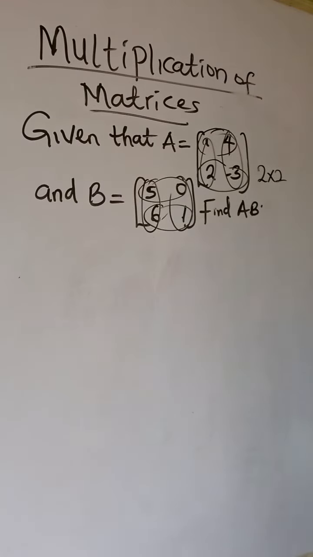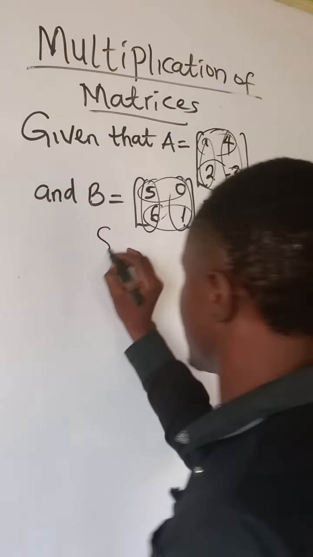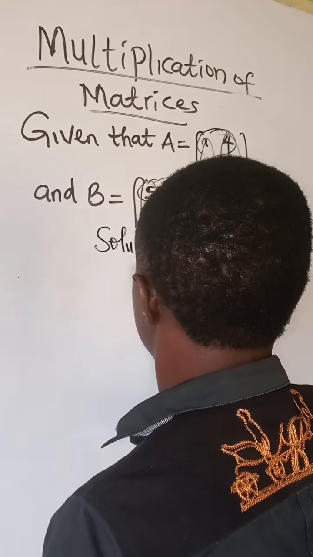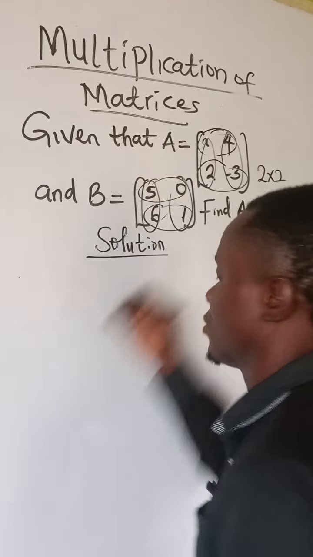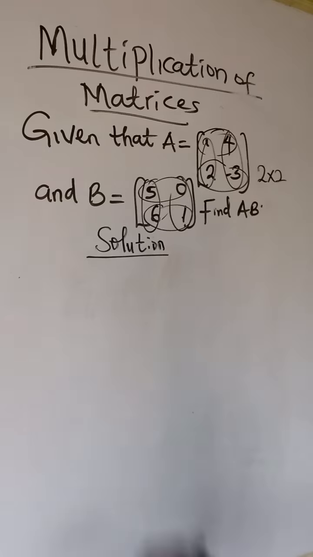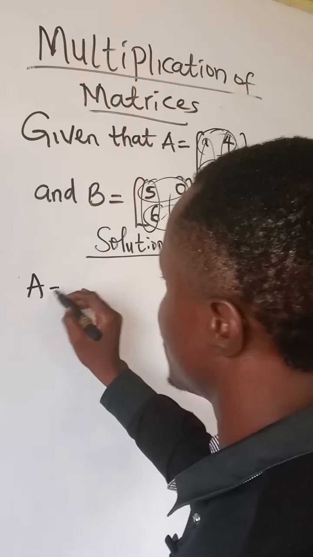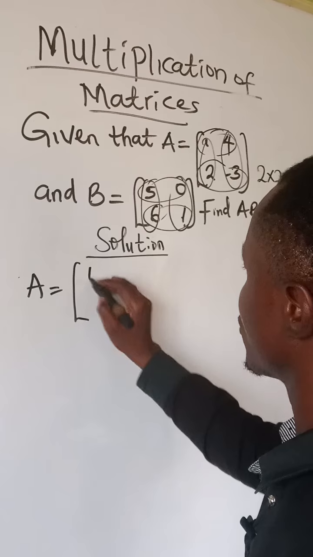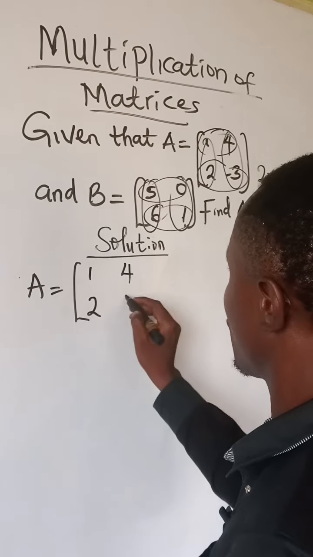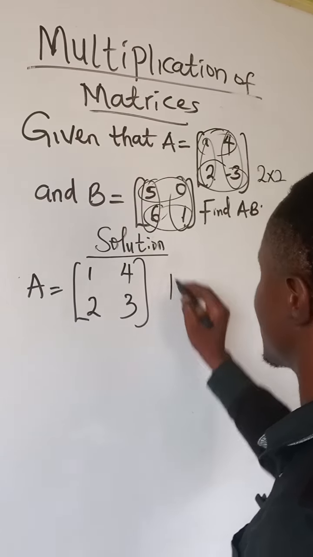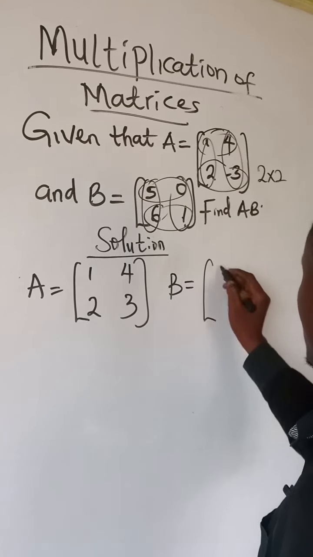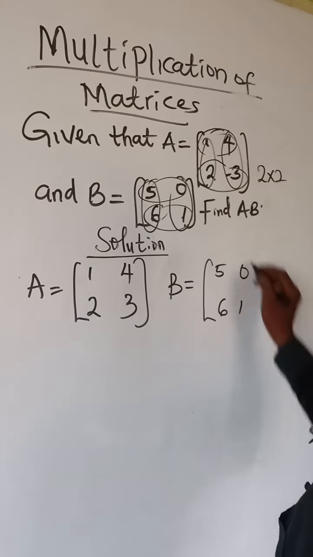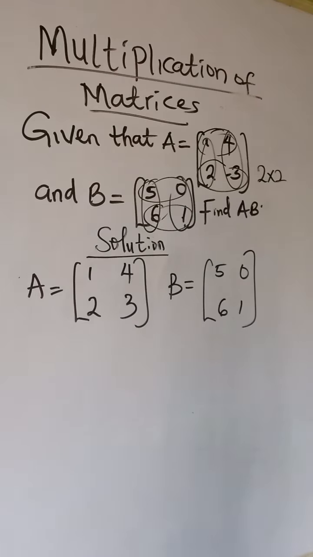So how do we solve it? So we have our solution. Now, when solving a question this way, we have to be very patient and calm enough when solving it, so that we have an accurate result. So you have it this way. Now, this is a 2 by 2 matrix.